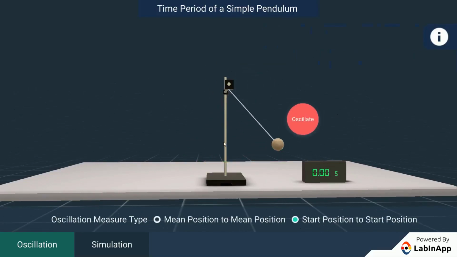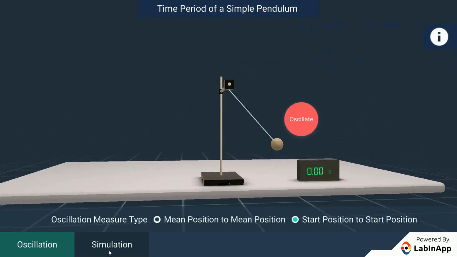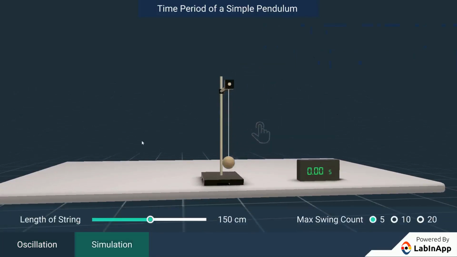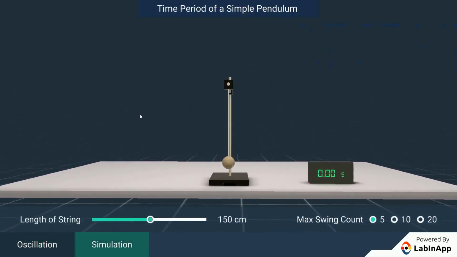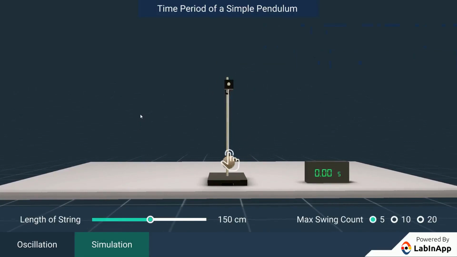The time taken by the pendulum to complete one oscillation is called its time period. To measure the time period of the pendulum, we have taken a stopwatch. Set the pendulum in motion by gently holding the bob and moving it slightly to one side and releasing. The stopwatch starts.